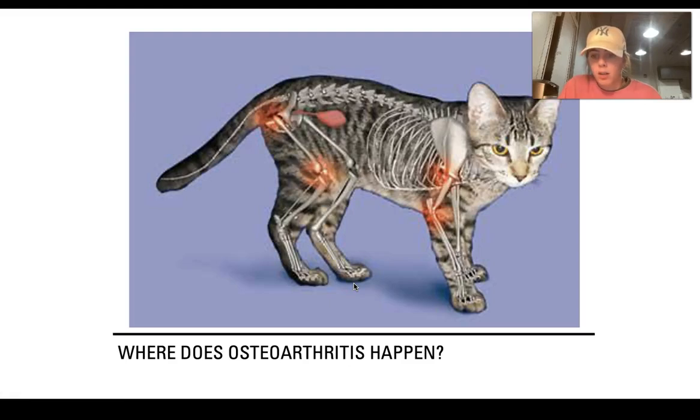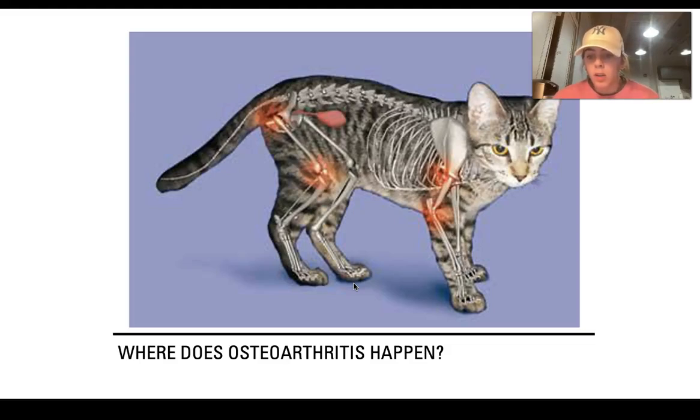So where does OA happen? OA can affect any synovial joint in a cat's body, but it most commonly shows up in the hips, stifles, which are the knees, elbows, and intervertebral joints of the spine. These joints are found along the axial and the appendicular skeleton.